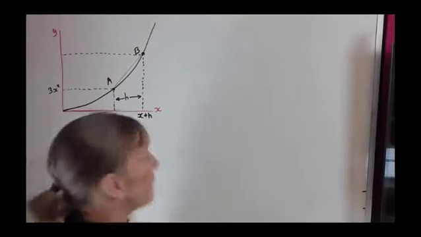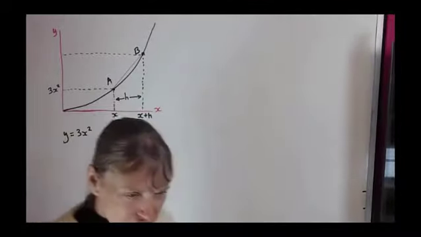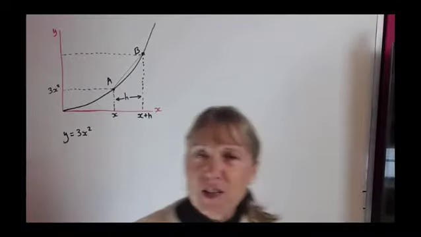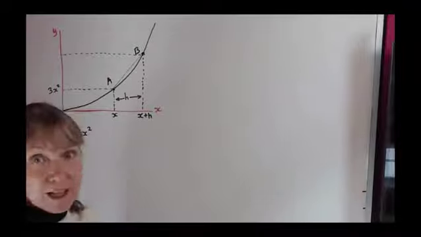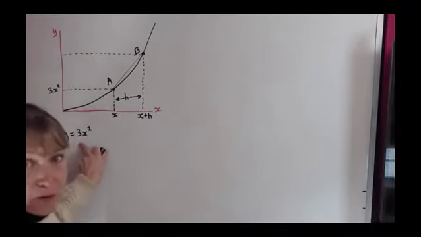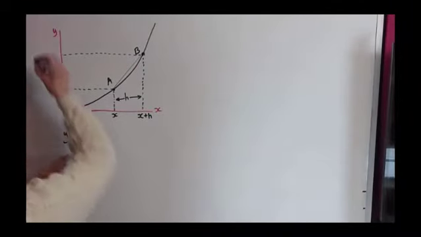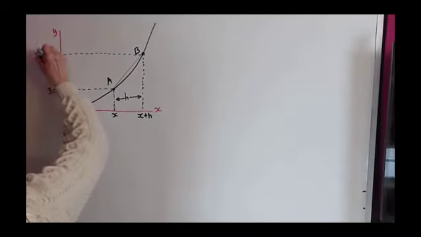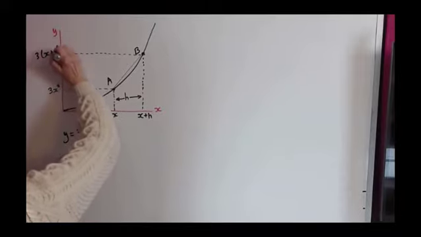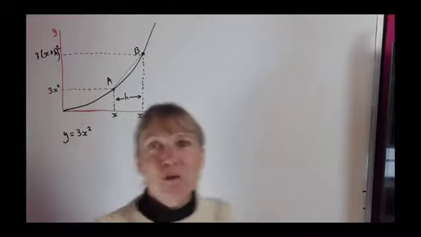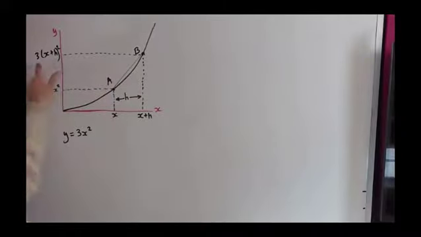Now we're going to start by finding the gradient of that green line, which is called a chord. In order to find the gradient, we need the change in y over the change in x. We can see the change in x values, but what's the change in y values? Given that we know the function, we should be able to find the y value of B. And in fact, it is 3 times (x plus h) squared. Wherever we see an x, we substitute in x plus h, because that's the x-coordinate of B.